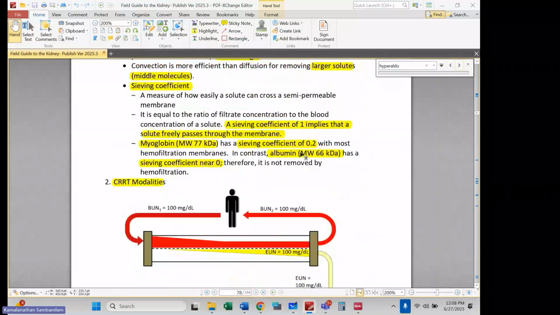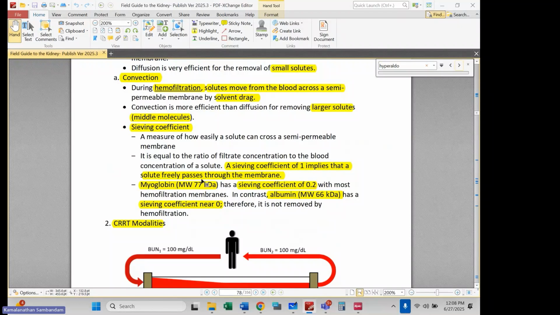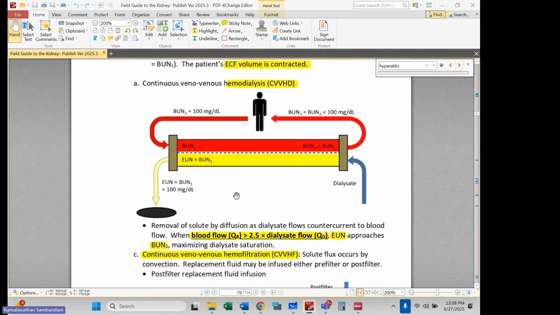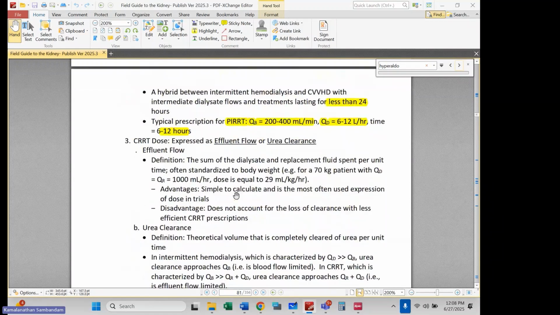Before I get too far, I need to point out one typo, and it sounded weird when I said it last episode, so my antenna went up and I verified this is a typo. The molecular weight of myoglobin is not 77 kilodaltons. That would make it larger than albumin, which it's not. It's 17. It should be 17. So correct your field guides, please, with that mistake.